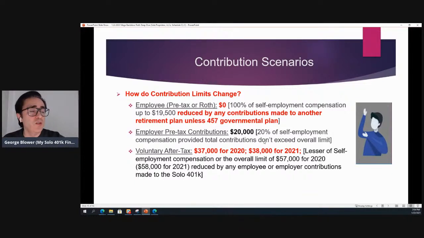So let's say they put in $20,000 into their pre-tax sub-account as an employer contribution. Employer contributions are always pre-tax contributions. Then they could do the difference up to the overall limit because their self-employment compensation is greater than the overall limit. So that's overall limit is the limit. So that would be $37,000 as a voluntary after-tax contribution for 2020, and then $38,000 for 2021 since the overall limit went up to $58,000. So they could then move that money from the after-tax account to the Roth account. So in that situation, they would have $20,000 in their pre-tax account and $37,000 in their Roth account.